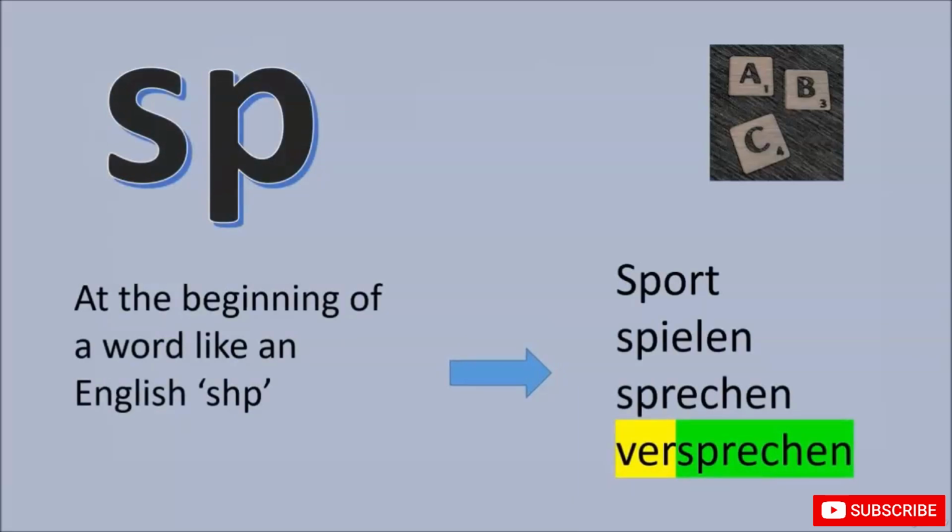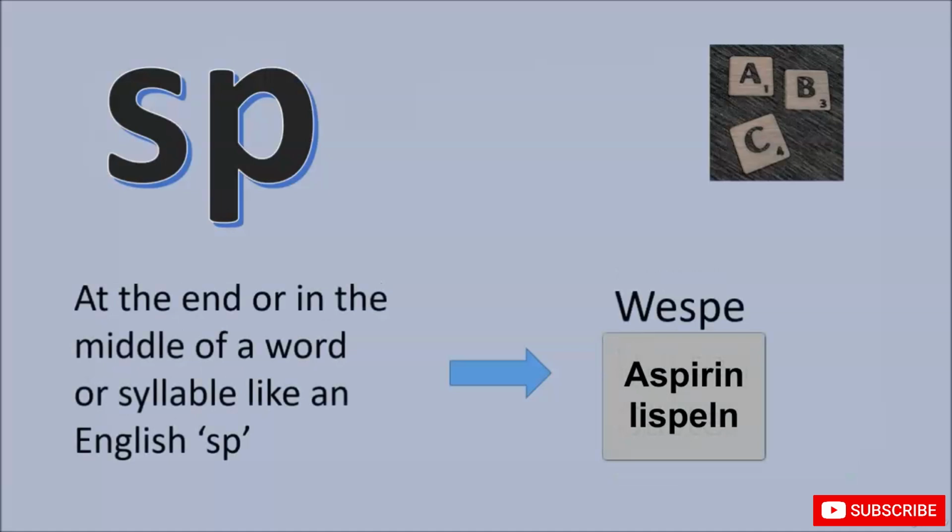SP, at the beginning of a word, it's like an English sp, like an SHP. Sport, spielen, sprechen. And I've also written down versprechen, although that's not the beginning of the word. It is actually the beginning of the stem of the verb. It just happens to have a prefix. But it's still sprechen, so versprechen. If it's at the end or in the middle of a word or a syllable, then it's like the English sp. So it's the same really. Wespe, Aspirin, lispeln.